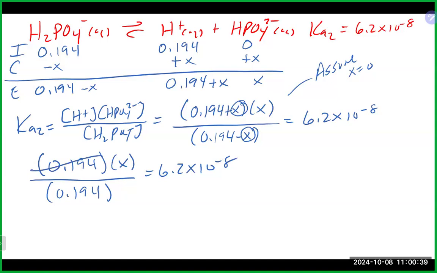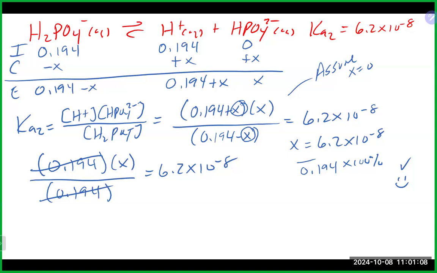I think I could do that math. Those cancel. And that's going to give us an X value of 6.2 times 10 to the minus 8. Clearly here we should check it. So we'll divide it by 0.194 and multiply by 100% to check it. And I think we should be fairly safe in this case. Not even 0.1%. So the check here is good. Any questions on that there?